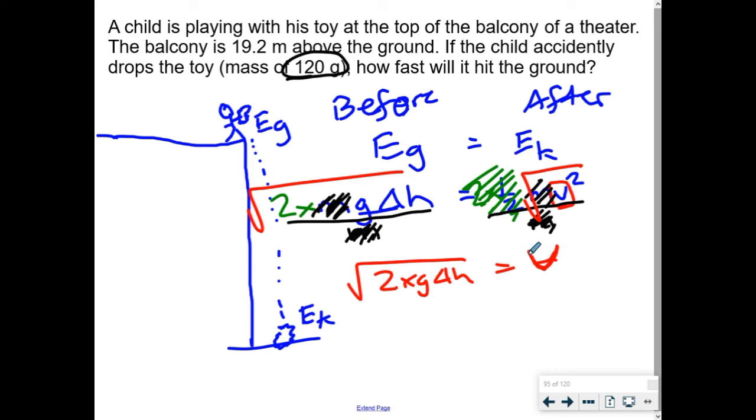Anyways, this is for velocity. Here's the next step then. Now let's substitute in our variables. So we're going to take 2. We're going to times by gravity, which is always on Earth, 9.81. And we'll times by a change in height value. How far did this thing fall? 19.2 meters.